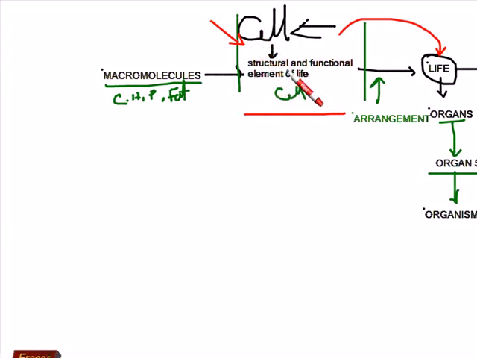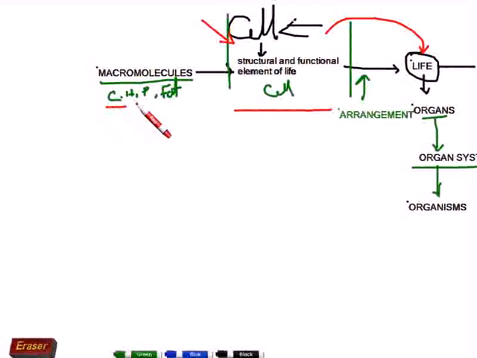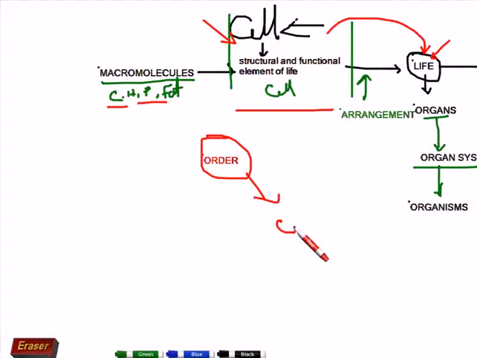But in this case we have something called life. What is special in a cell but not in a lipid, not in carbohydrates, proteins, or any of these things? What is missing in all these macromolecules but present in the cell is life. So what do we mean by this life? It is order. We have order in the cell, which makes the cell very special and distinguishes it from these other macromolecules. So the cell is ordered.